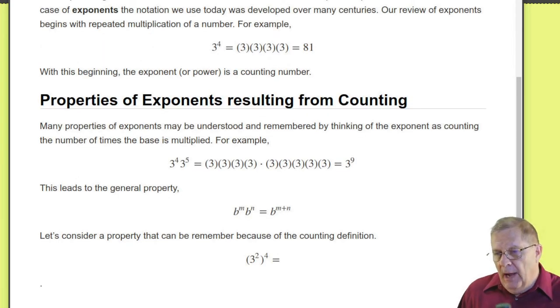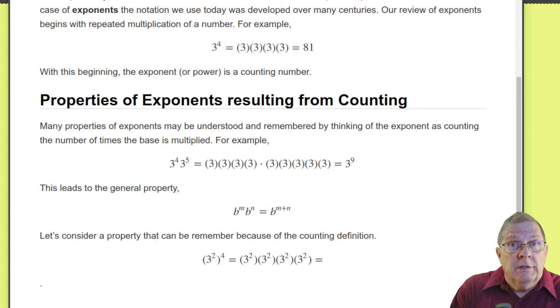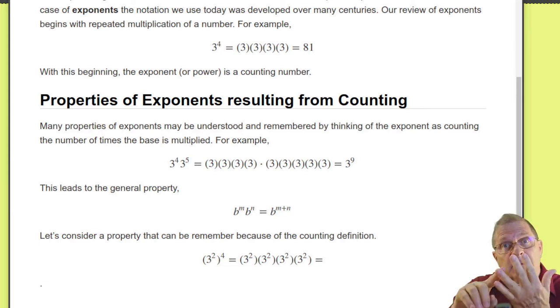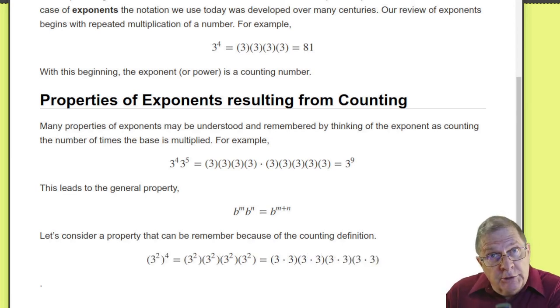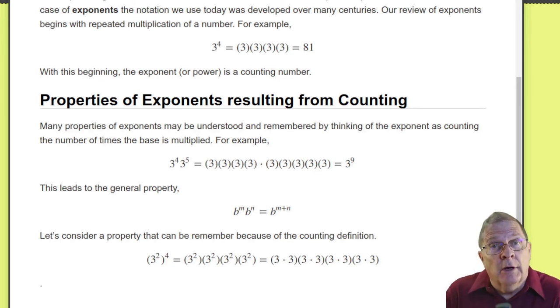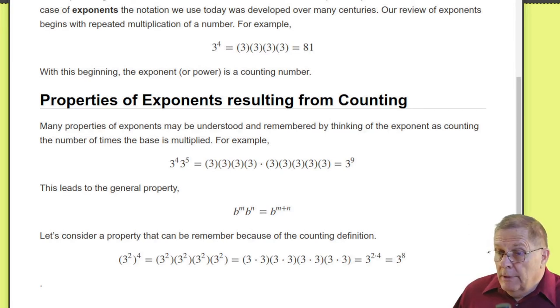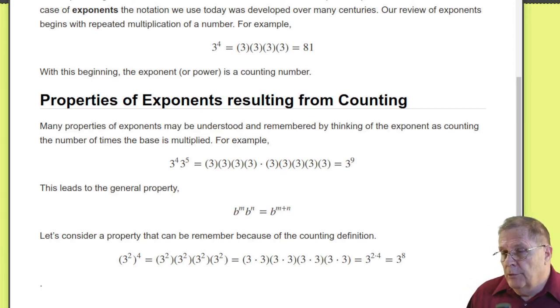Think about 3 to the second power, and all of that raised to the fourth power. Raising to the fourth power means that we've got 3 squared times 3 squared times 3 squared times 3 squared. That means that we've got 4 packages with 2 threes multiplied together in each one of those packages. Therefore, if we're counting up how many threes are multiplied together, there's 4 packages with 2 in each package. That's 2 times 4 threes multiplied together. So in this case, 3 squared raised to the fourth power means that there are 8 threes multiplied together, or in other words, 3 to the eighth power.